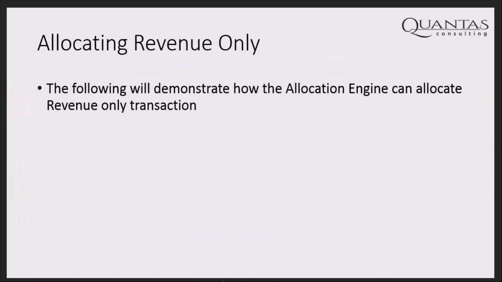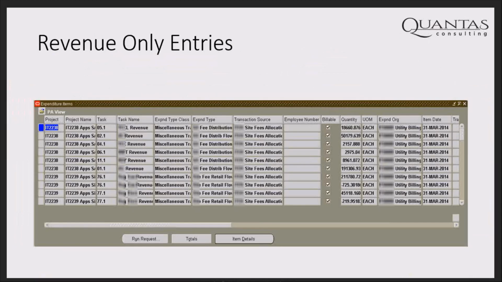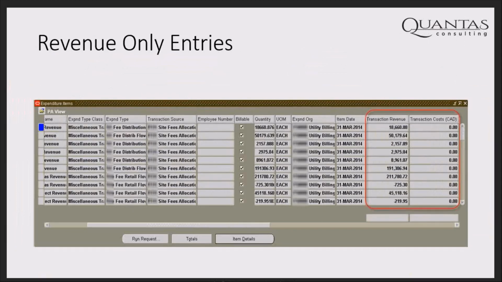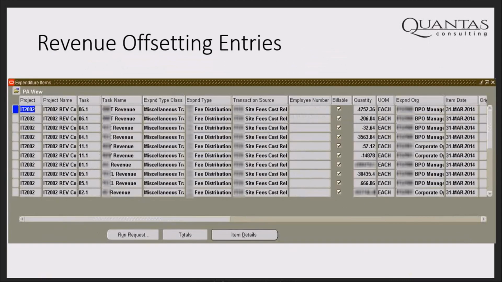So I'm going to give another example here on the allocating of revenue. Here we have some revenue-based transactions. What this client wanted to do was split out the charges so we can see our revenue is generated, and what happened here is you can see the allocation that occurred, the unique transaction source, and here we have the offsetting entries.